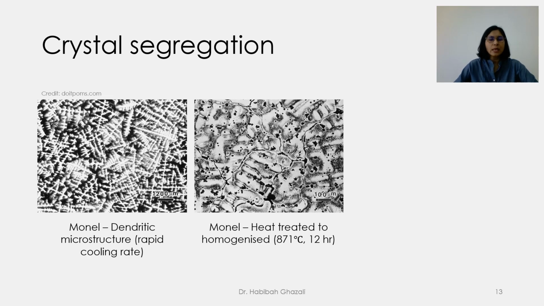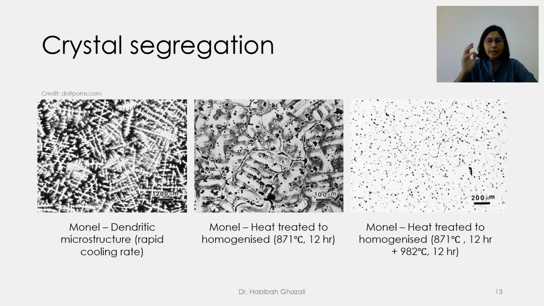What we can do is heat treat it at 871 degrees Celsius for 12 hours. After that, you can see that the microstructure starts to become homogenized. What happened here is that atoms within the regions can start to diffuse, so they can start to move around. And if we add a little bit more time at a higher temperature, the microstructure can finally become homogeneous everywhere in the volume of the grain. So that is how we can fix this problem.